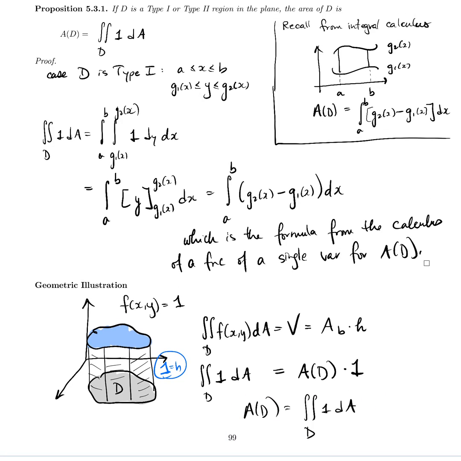So whether you want to think of it algebraically with your Cal 2 formula, or whether you want to think of it geometrically, the integral of 1 over a region D dA gives us the area of that region D. In the next video, we'll do an example where we'll use this formula to calculate the area of a region.